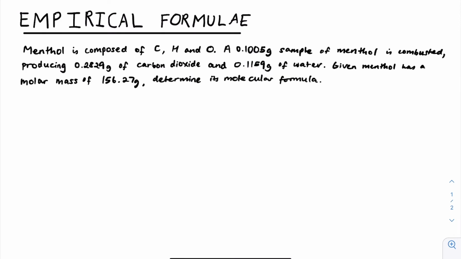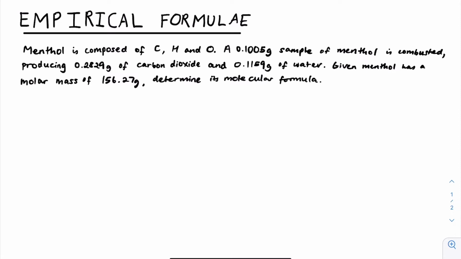Okay, so this is the last question we're going to attempt, and it should hopefully give you an example of a much harder empirical formula problem you could come across. Menthol is composed of carbon, hydrogen, and oxygen. A 0.1005 gram sample of menthol is combusted, producing 0.2829 grams of carbon dioxide and 0.1159 grams of water. Given menthol has a molar mass of 156.27 grams, determine its molecular formula.